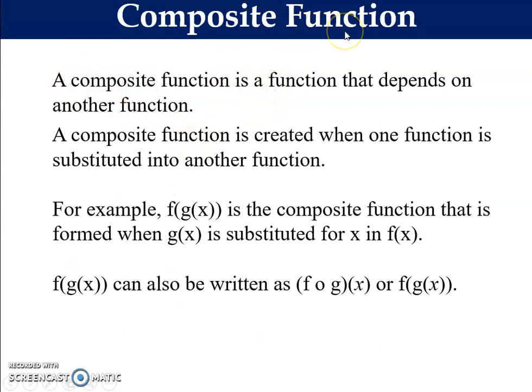Next we will see what a composite function is. A composite function is a function that depends on another function. A composite function is created when one function is substituted into another function. For example, f(g(x)) is a composite function, where g(x) is substituted in f(x) in place of x. Now f(g(x)) can also be written as (f composite g)(x) or f(g(x)).